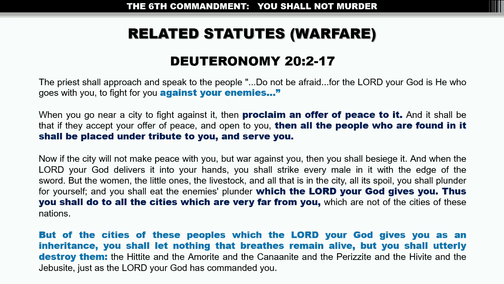Now, God then goes on to say, "But of the cities of these peoples which the Lord your God gives you as an inheritance, you shall let nothing that breathes remain alive, but you shall utterly destroy them." Now, as noted by Rushdoony in the Institutes of Biblical Law, he writes, "The iniquity of the Canaanites was full or total in God's sight. Prostitution, child sacrifice, and homosexuality had become religious practices to the point where the people were entrenched in depravity and proud of it. Accordingly, God sentenced them to death and made Israel the executor.